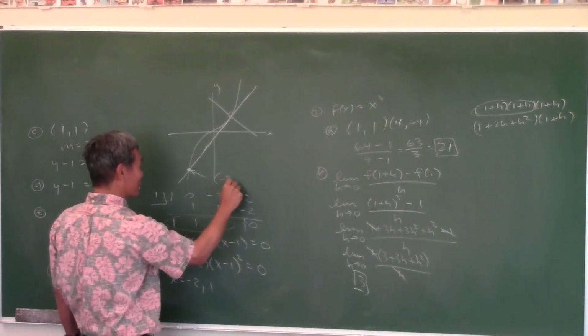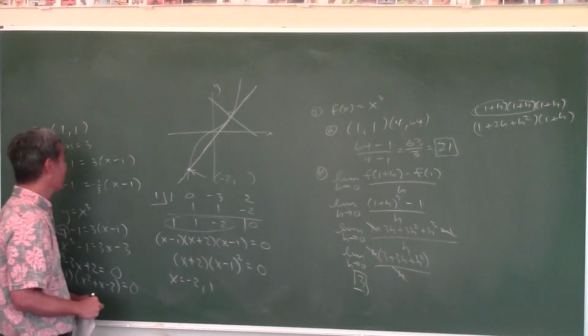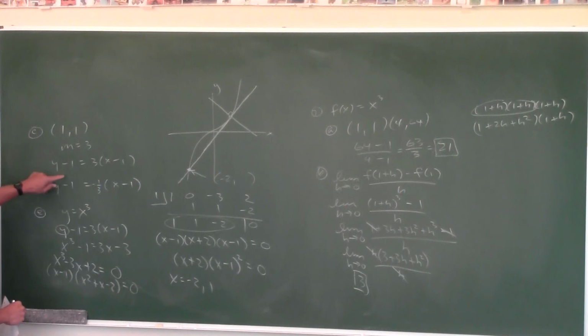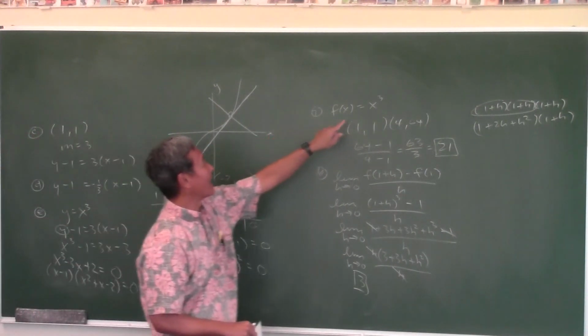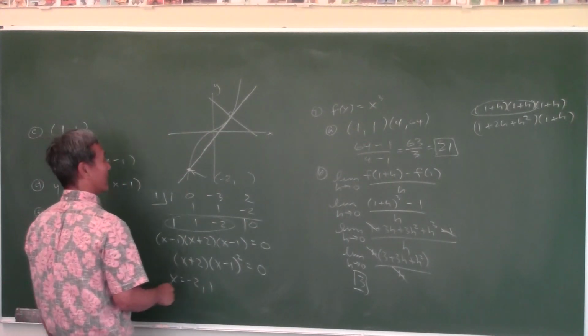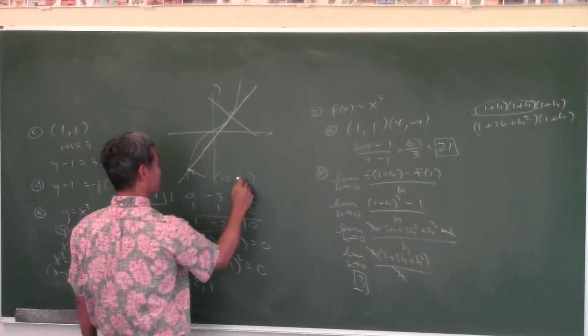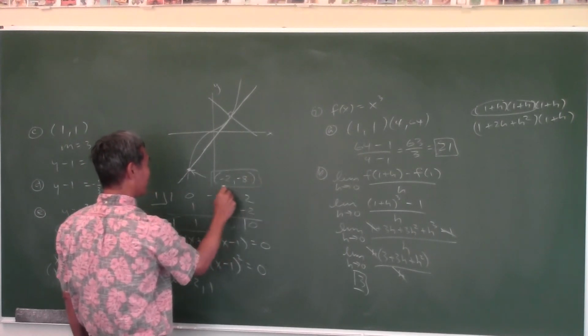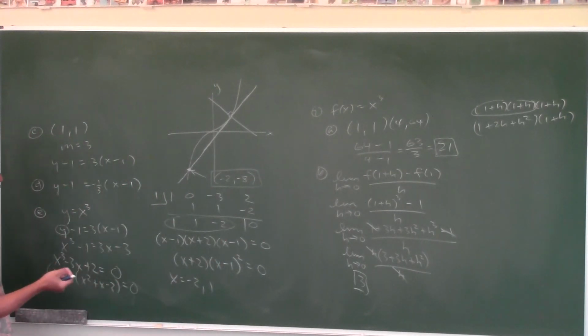x must be -2. And how do I figure out the y coordinate? You plug it back into either this one, the tangent line, or that one, which is the curve. Which one's easier? Yeah, -2 quantity cubed. There you go.